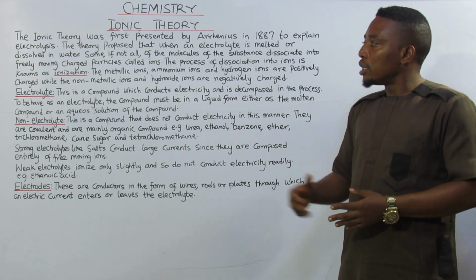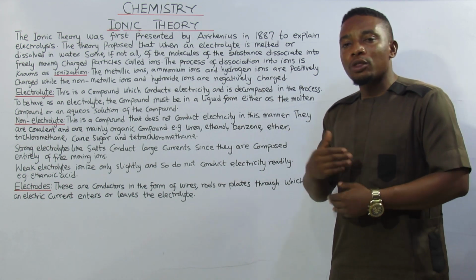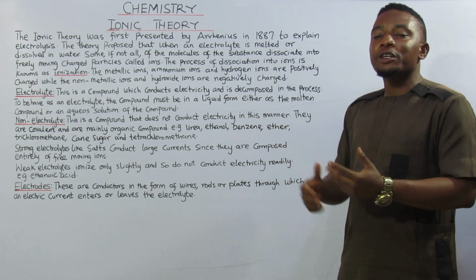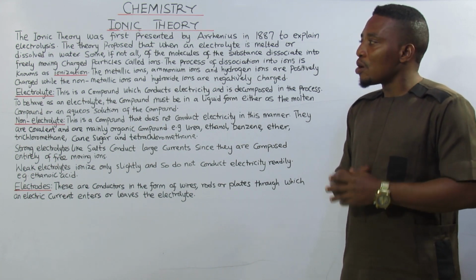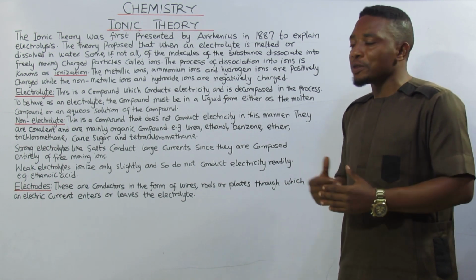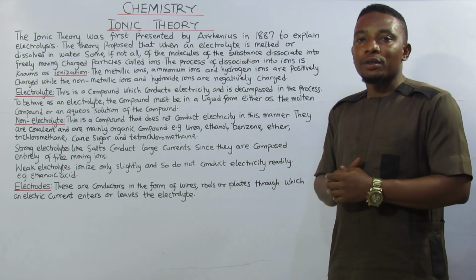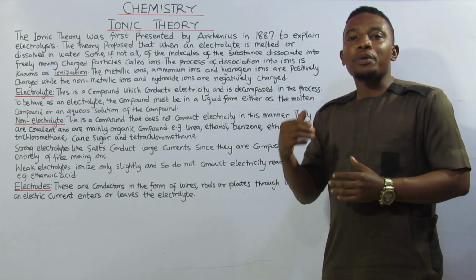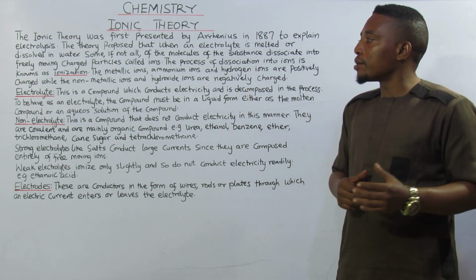Now, when we take this theory in a nutshell, we see that Arrhenius is telling us how electrolysis works. He said that when a substance is melted or dissolved in aqueous solution, there will be dissociation of ions. That is what we call ionization. And when that happens, there will be separation of ions, where you have the positively charged ions and the negatively charged ions.